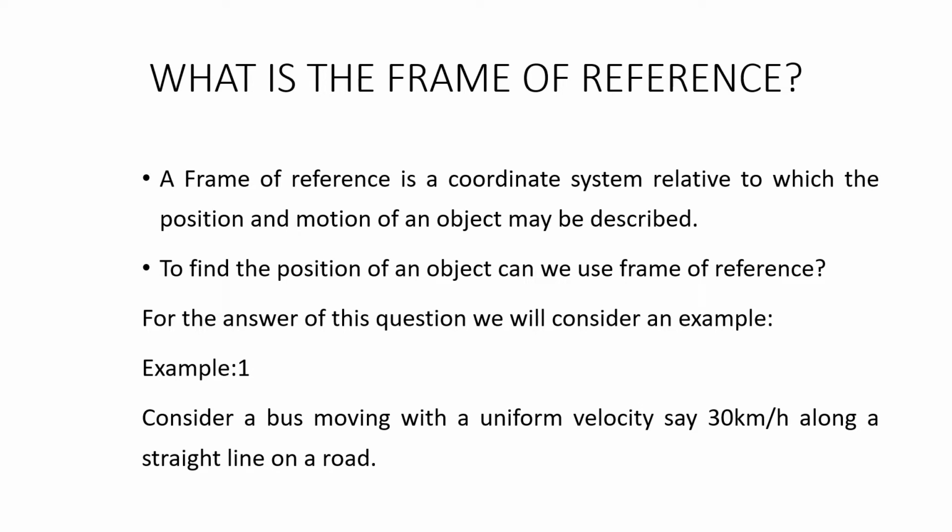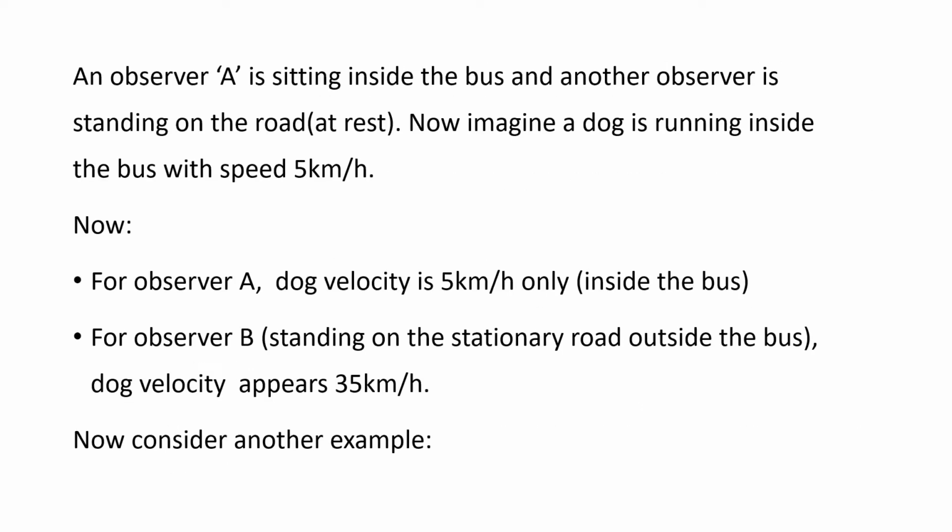First of all, we will consider example number 1, in which we are taking a bus which is moving with a uniform velocity of 30 kilometers per hour along a straight line on a road. Now we will consider that an observer A is sitting inside the bus and another observer B is standing outside the bus on the road at rest. Now imagine a dog is running inside the bus with a speed of 5 km per hour. Now what will you refer to with both observers? The first observer is inside the bus which is moving with 30 km per hour, and inside the bus at the same time the dog is moving with 5 km per hour, and another observer is standing outside the bus on the stationary road. Then what will be the speed of the dog with respect to observers A and B?